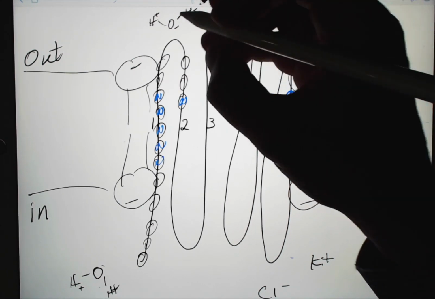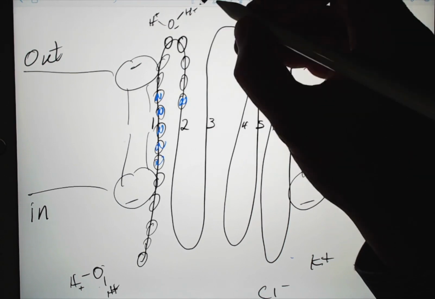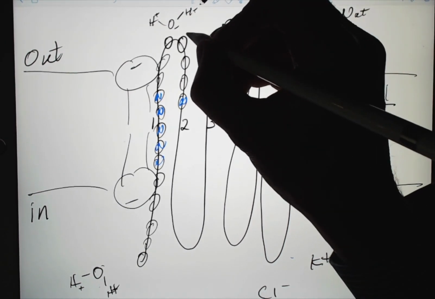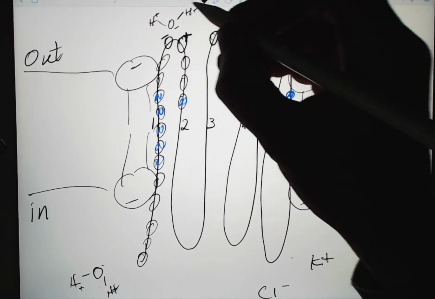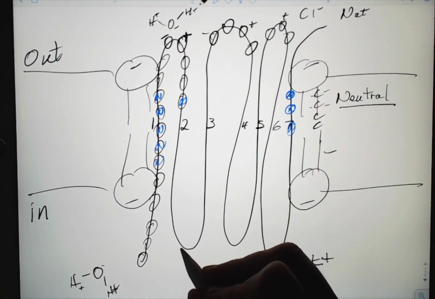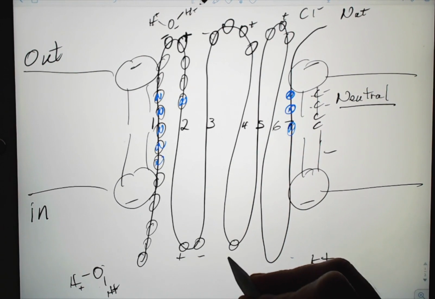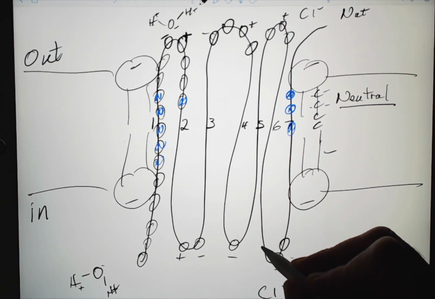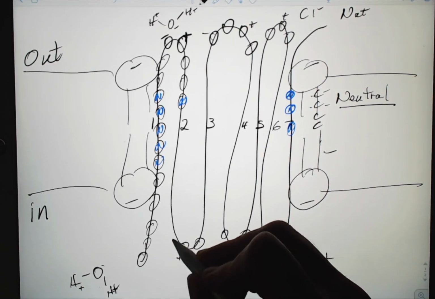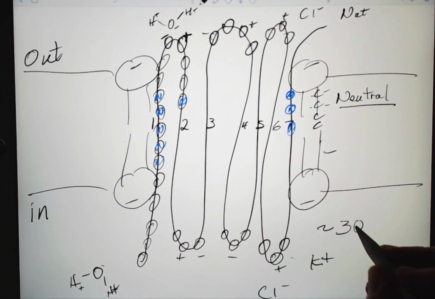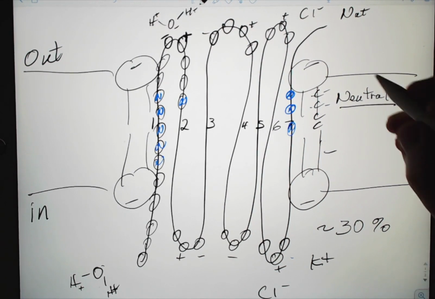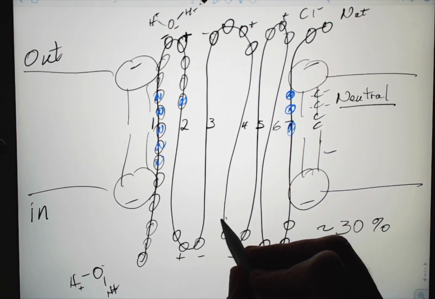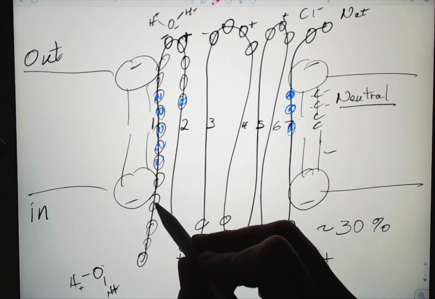So if I put an amino acid here, some of these would need to have a positive charge or a negative charge in order to interact well with the water and other molecules on the inside and outside that are charged or are polar. Now, not all of them are going to be charged. In fact, about 30% of the amino acids that are on these projecting regions would be charged.